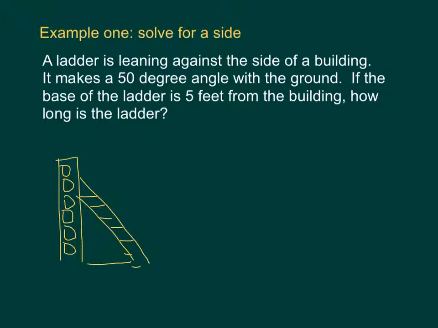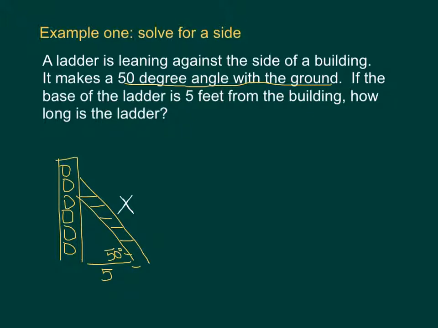Now in this word problem, we don't actually even have those words, angle of elevation or depression, so we don't have to worry about it. I know that the angle that is made with the ladder and the ground is this bottom right angle, so that's 50 degrees. If the base of the ladder is 5 feet from the building, well, here's the base of my ladder, so I know this distance is 5 feet. How long is the ladder? Here's my ladder, so I'm going to put x there because I want to know that length.